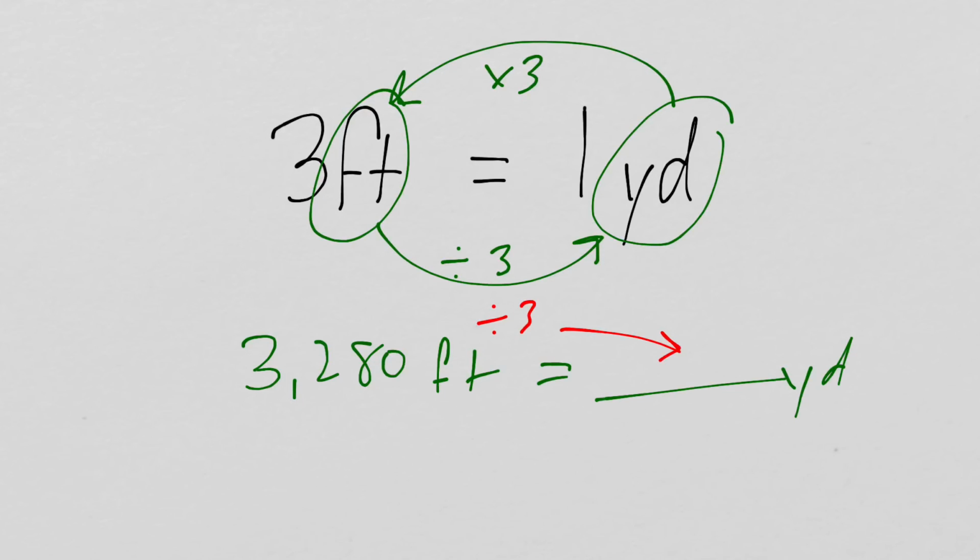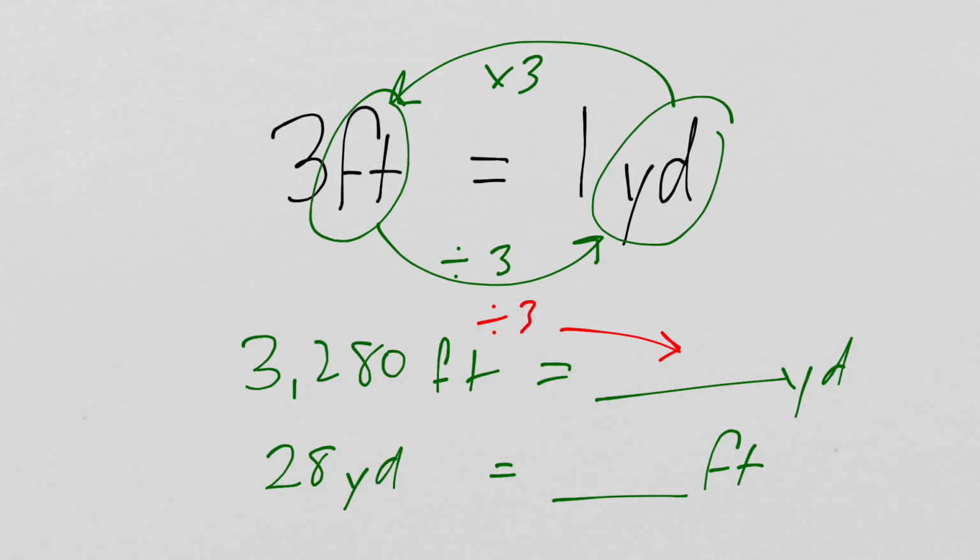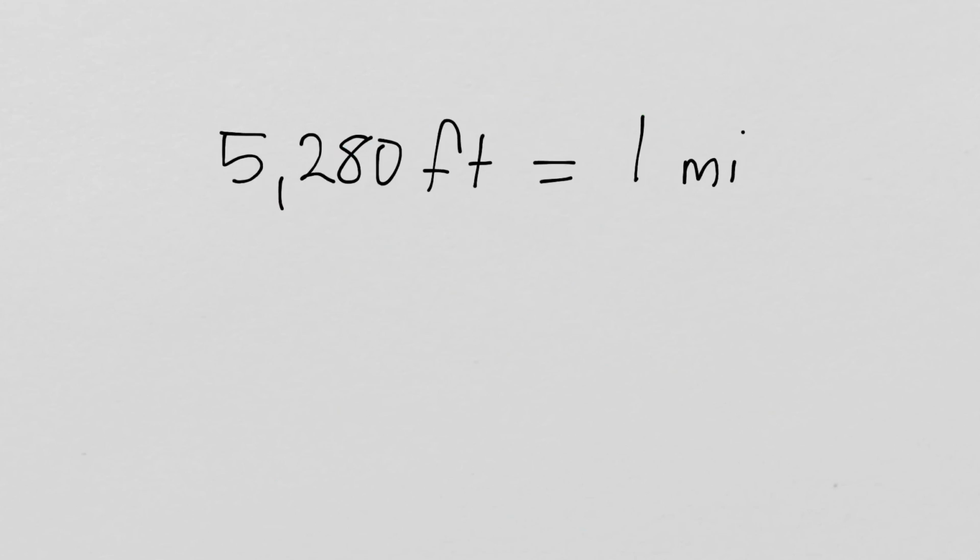If I had the other direction, if I had something like 28 yards, and I wanted to change that into feet, what would I have to do? Well, let's see. From yards to feet is multiplied by 3, so I have to multiply that by 3. So, again, the ratios, if you know them, you know what you need to do. So for feet to inches and back again, it's multiply or divide by 12. For feet to yards and back again, it's multiply and divide by 3.